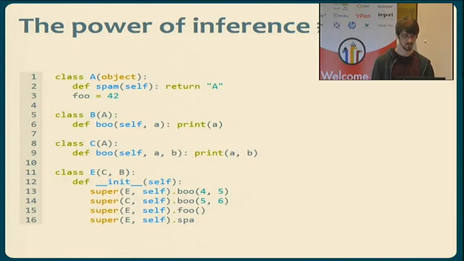Now, this is an example involving some super calls and some complex method resolution orders. Take a couple of moments to see where the problems are. There are actually 3 problems in this example.